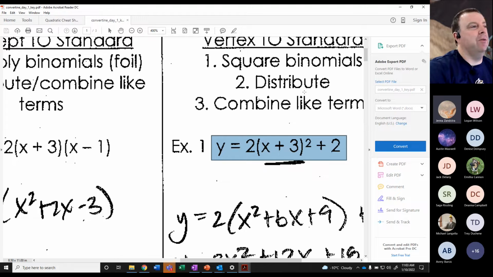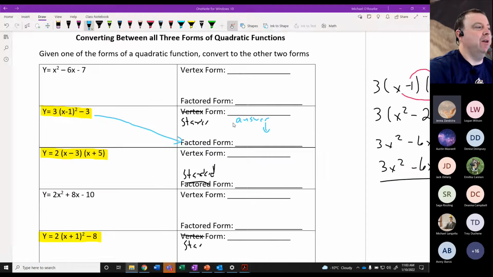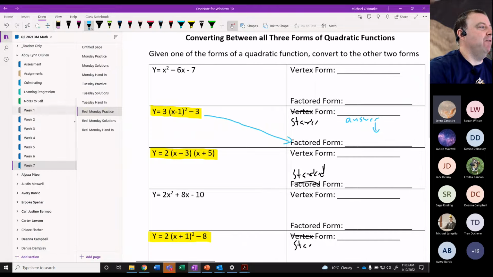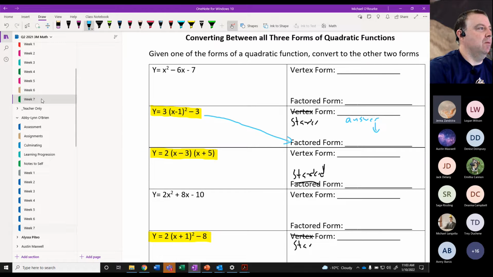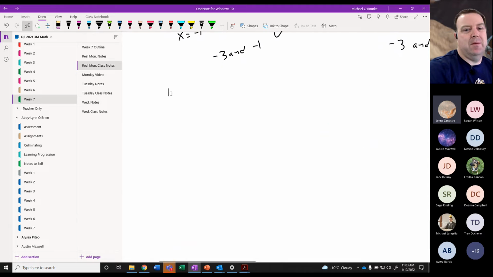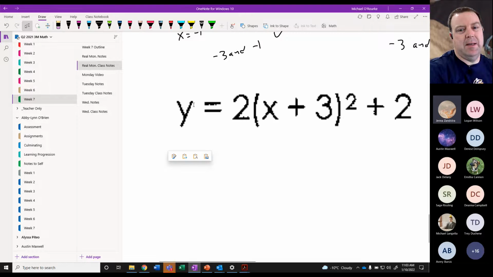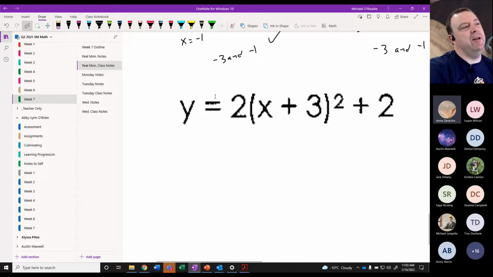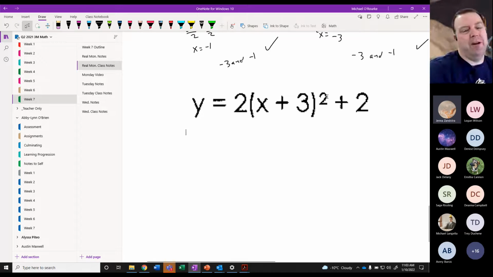Well, here's my question. Who feels like they need another question done? Does anyone feel they want one more practice? Put a P in chat if you want one more practice one. Does anyone feel they need more practice? Because all you're doing is taking this to standard form, which you've done already, and then factoring it. Okay.